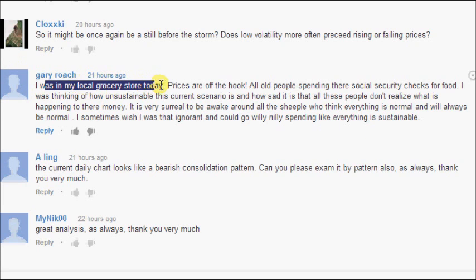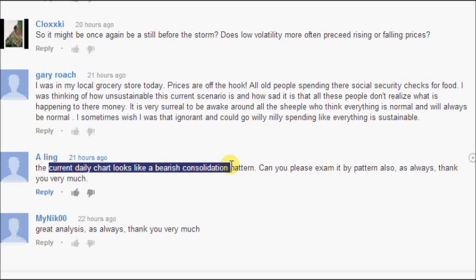I was thinking in my local grocery store today, prices are off the hook. All the old people spending their social security checks for food, yada yada yada. I actually, I'm not going to say 21 hours ago, but 18 or 20 hours ago, I was at a local grocery store, and I just went in there to buy a quick lunch item, and it was pretty much off the charts how expensive it happened to be. But I really was hardly in there at all anyway.